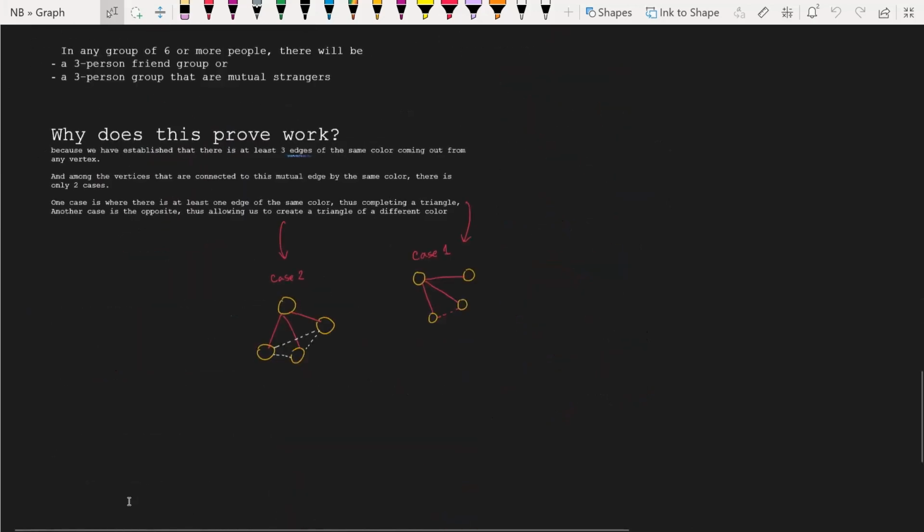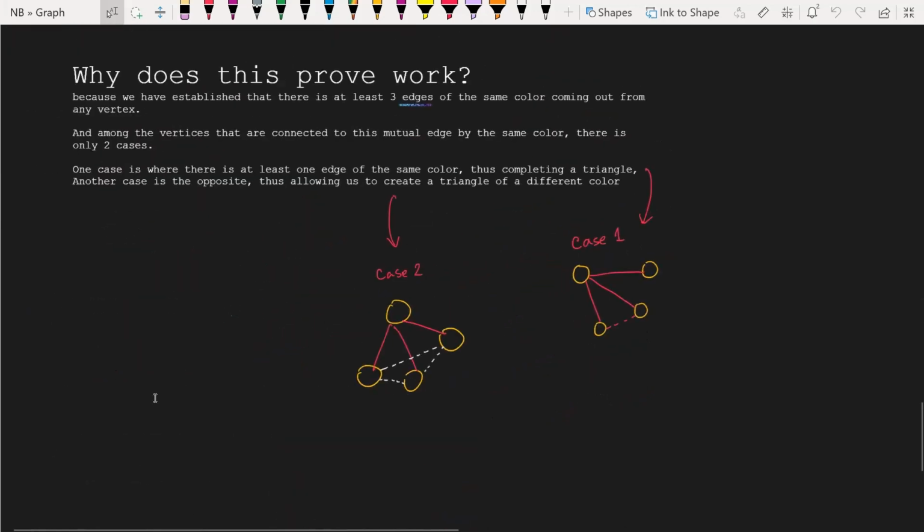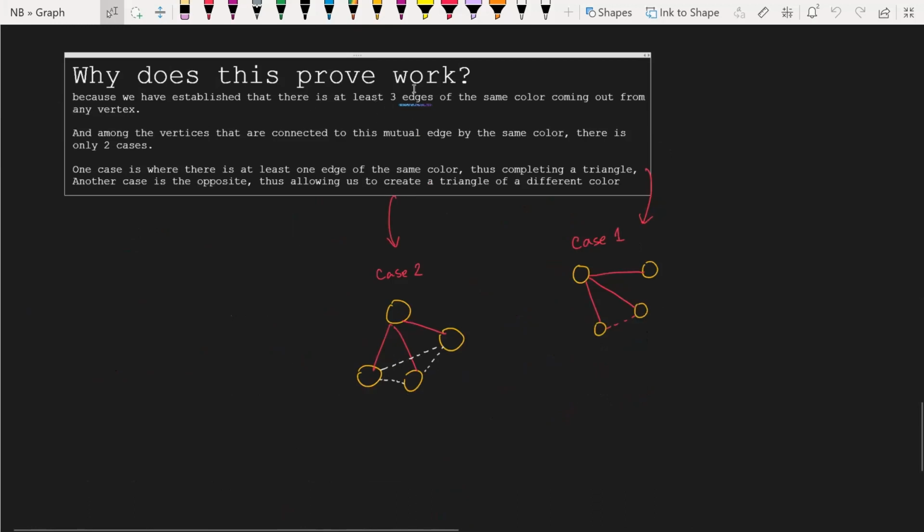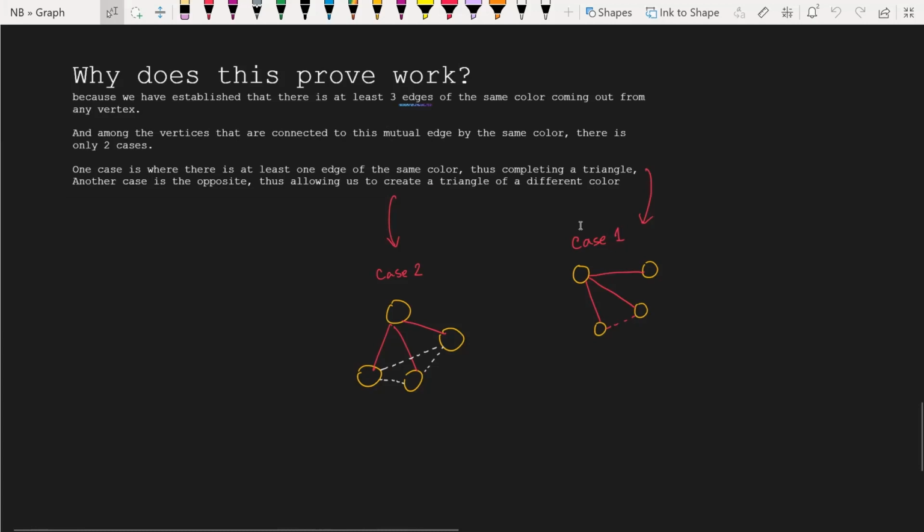So why does this proof work? It is because we have established that there are at least 3 edges of the same color coming out from any vertex. And among the vertices that are connected to this vertex by the same color, there are only 2 cases. One case is that there is at least one edge of the same color, thus completing the triangle, the red triangle. And the other case is that there is no edge of the same color, and that will create a triangle of a different color.